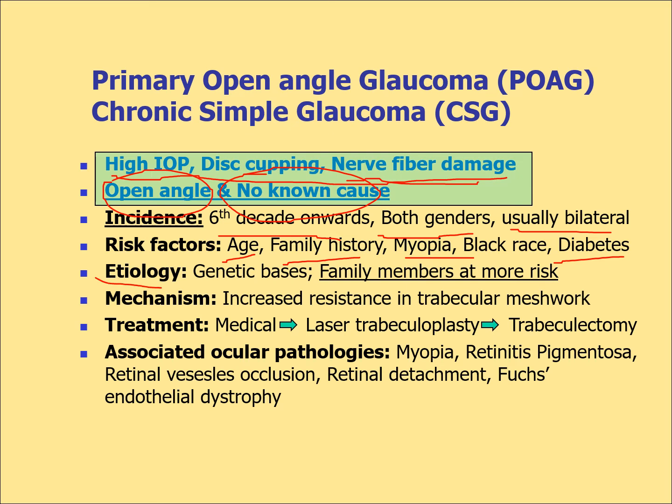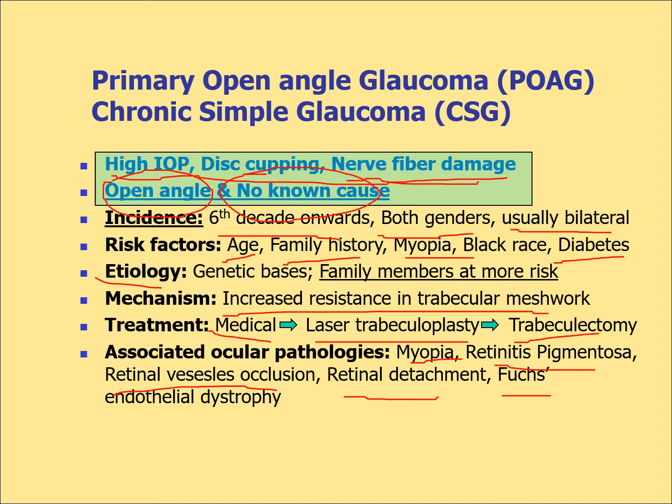Etiology, the genetic basis, so the family members are at more risk. Mechanism we have already discussed: increased resistance in the trabecular meshwork. Treatment is medical, laser trabeculoplasty, and trabeculectomy. At the end, remember the associated ocular pathologies. The patient with the primary open-angle glaucoma may have myopia, retinitis pigmentosa, retinal vessel occlusions, retinal detachment, Fuchs endothelial dystrophy.